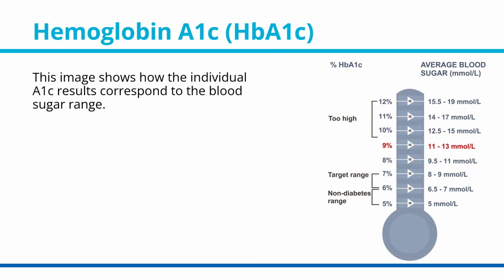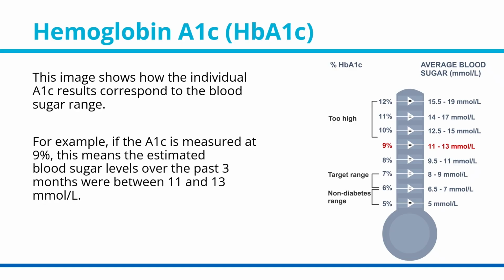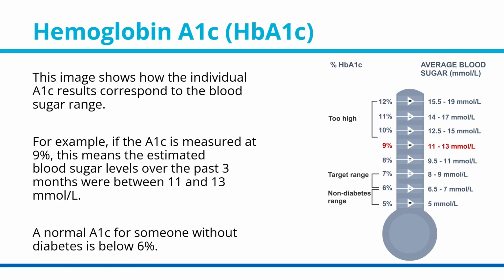This image shows how the individual A1C results correspond to the blood sugar range. For example, if the A1C is measured at 9%, this means the estimated blood sugar levels over the past 3 months were between 11 and 13 millimoles per liter. A normal A1C for someone without diabetes is below 6%.